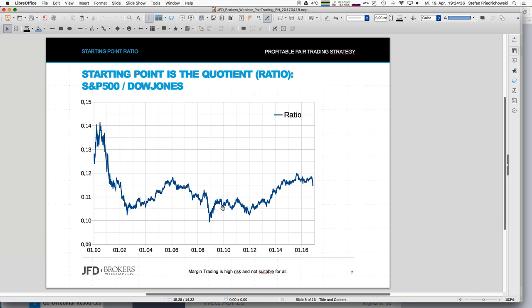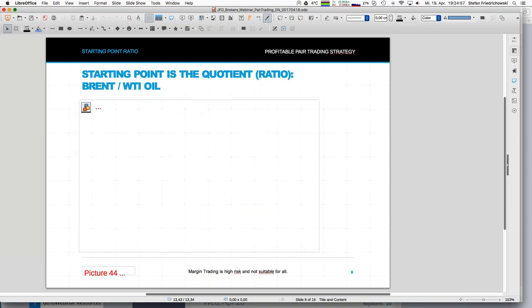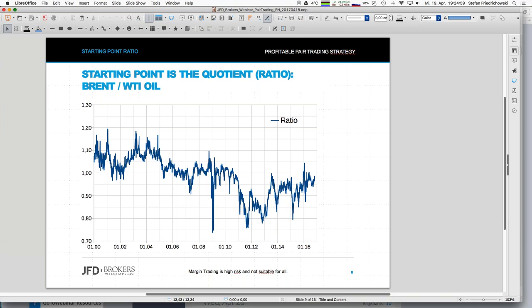In between, there are phases which really wiggle around, which is good. That wiggling around is exactly what we really need for our pair trading activities. But you will see it when I zoom into those prices and ratio charts later. I have done the same for Brent versus WTI, and now you can immediately see that there's a difference between the two behaviors.